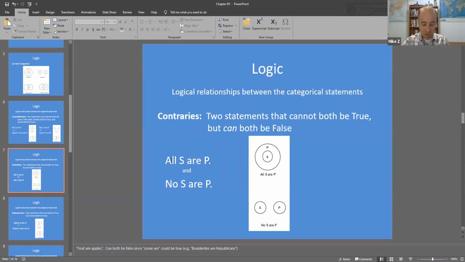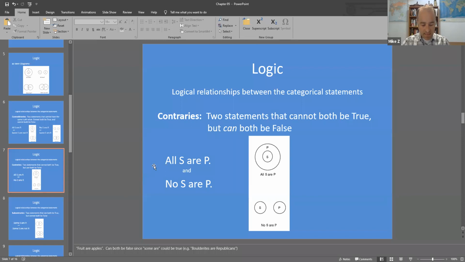So, if it's true that all S's are P, and again, here we have it represented, all the S's are within the P circle, then it cannot be true also that no S's are P. I mean, these are the exact opposite of each other. And so if one is true, then the other one's got to be false. And that's sort of really obvious by looking at the Venn diagrams here. But they can both be false.